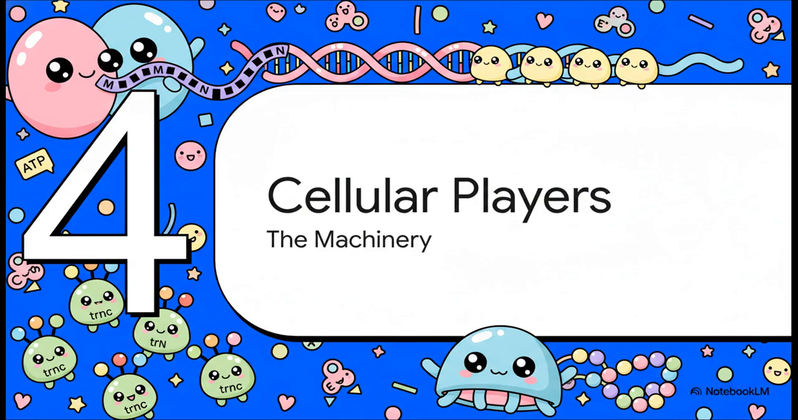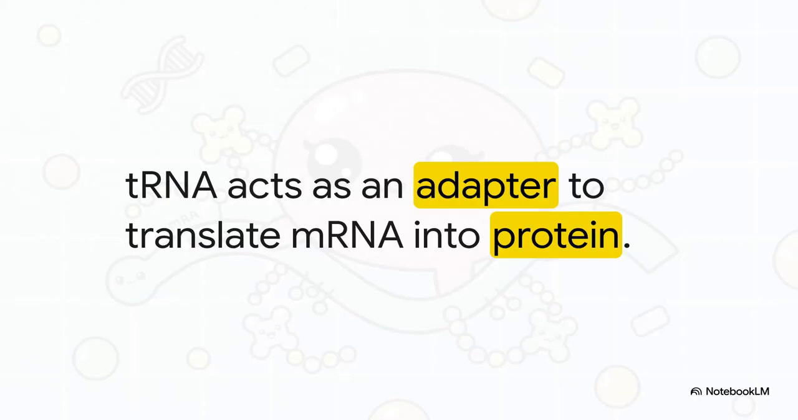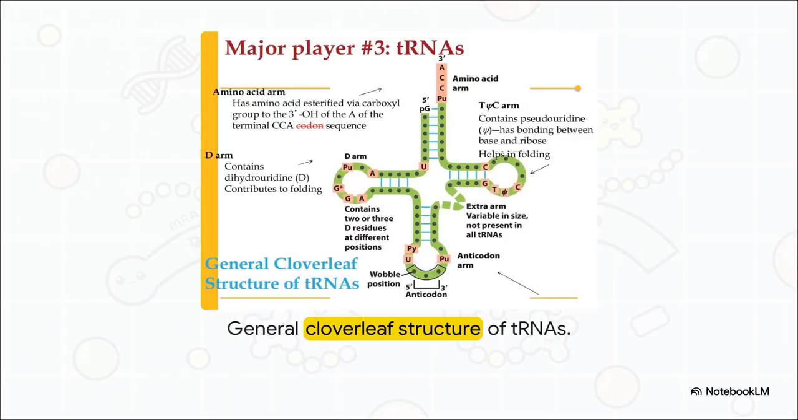Let's move into Section 4, the major cellular players, and actually meet the specialized workers keeping this whole line moving. We mentioned them briefly, but tRNAs really are the ultimate adapter molecules. Without these little delivery trucks bringing in the exact right amino acids, those mRNA instructions are totally useless code. They've got a specific anticodon on one end to read the mRNA, and they carry the corresponding amino acid right on the other end. The tRNA actually has this incredible clover leaf architecture.